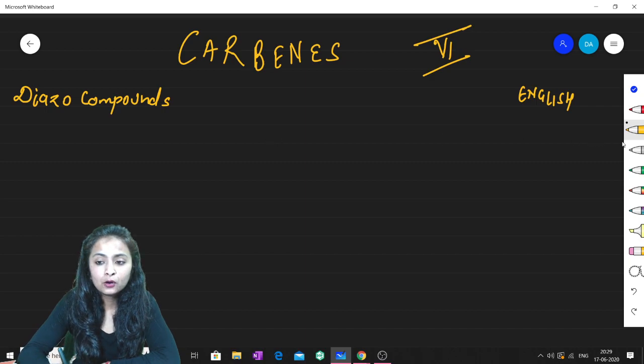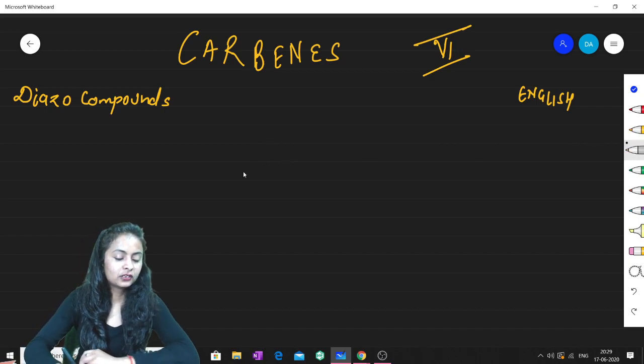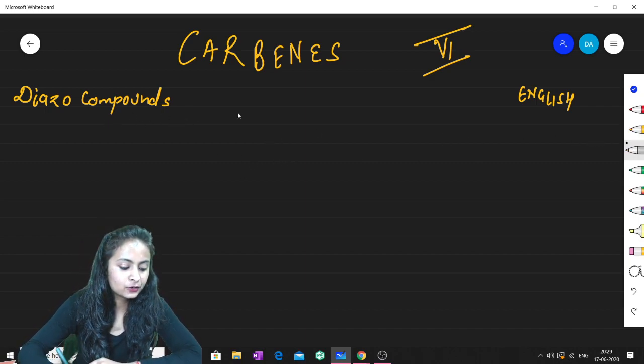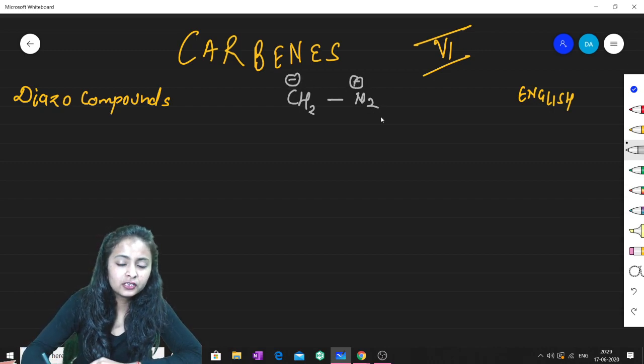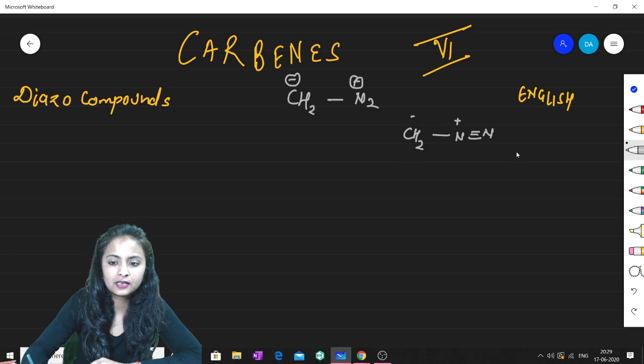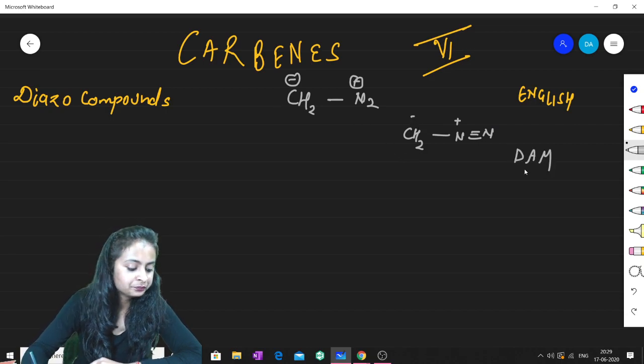First of all, you should know what a diazo compound is. Basically, this is a diazo compound, like diazomethane. To elaborate, I can also write it like this: N triple bond N, with one positive charge here and one negative charge here. So this is diazomethane.